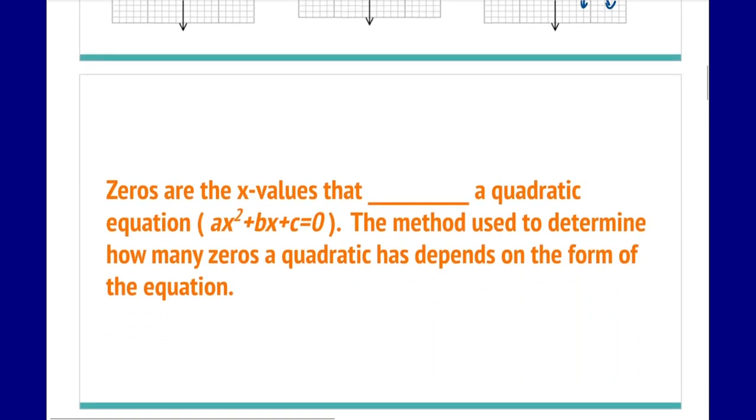Now, zeros are the x values that solve a quadratic equation. So if we had a quadratic equation, ax squared plus bx plus c, and we set it equal to 0 and wanted to solve, the values of x would be our zeros. And the method used to determine the zeros of a quadratic depends on the form of the equation. So like I said, we're going to look at the different forms. A couple of them may be common sense, and then some of them we may actually have to use something new.